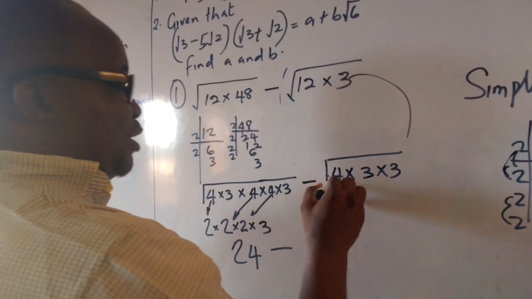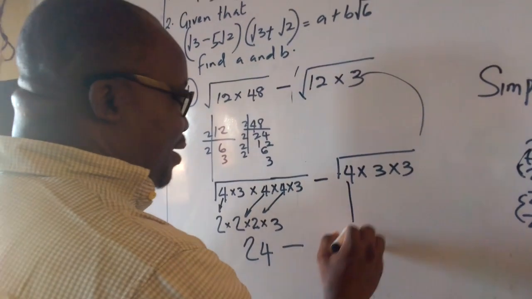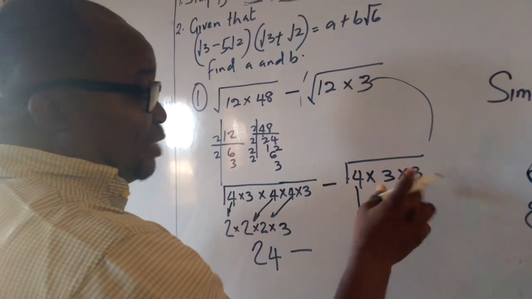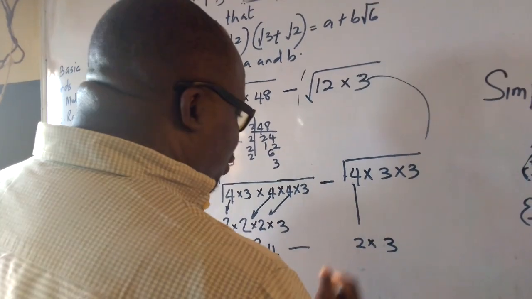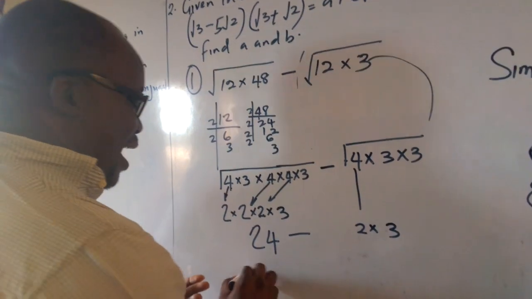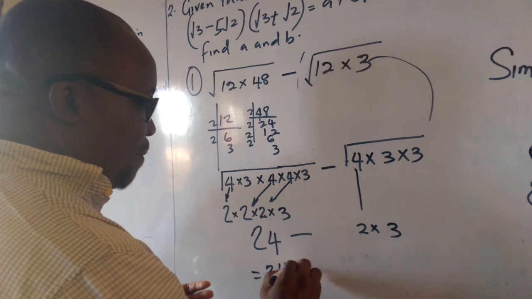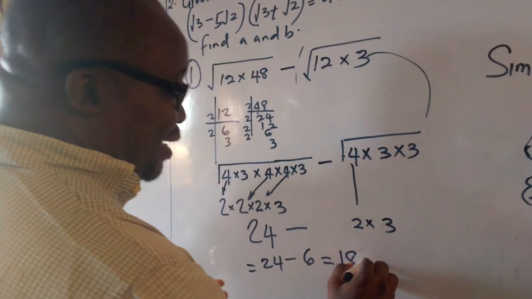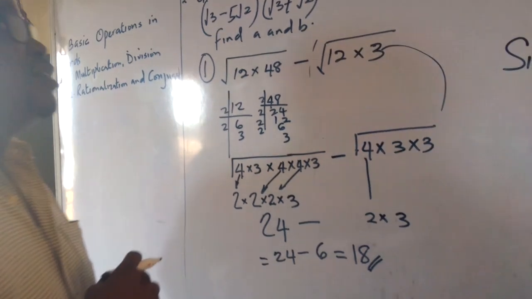Then I come here. The square root of 4 is 2, times 3 times 3 is already 9. The square root of 9 gives me 3. So these are my expressions. So my expression is clear. So I have 24 minus 6. That gives me 18. Then my answer is 18. That's how it goes.